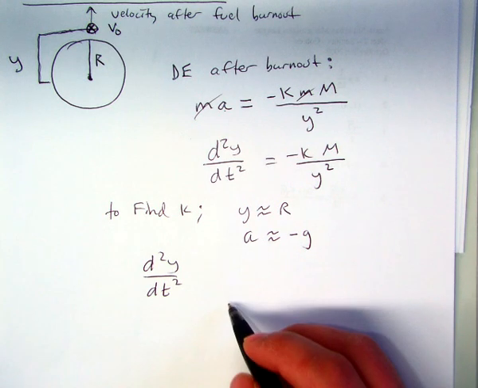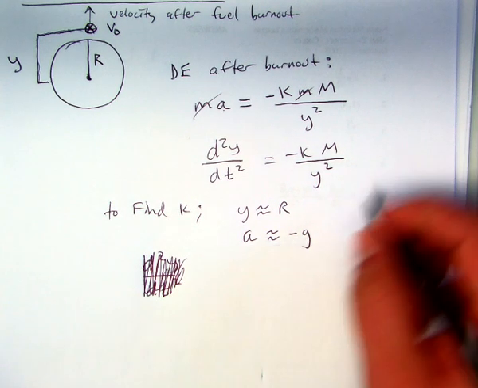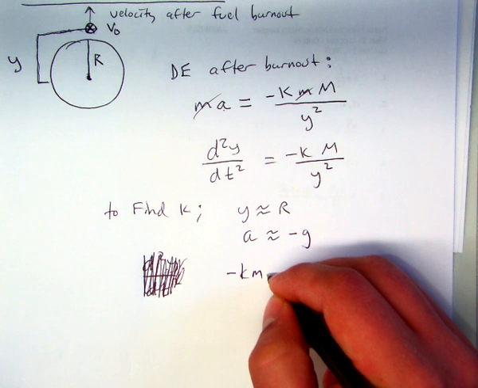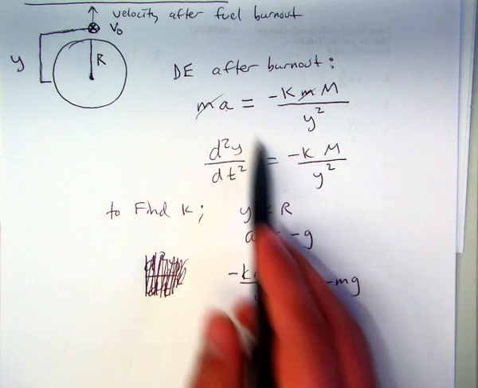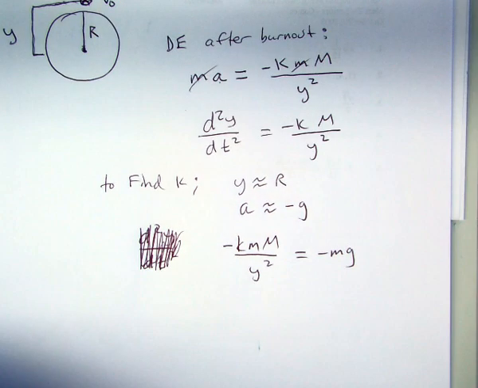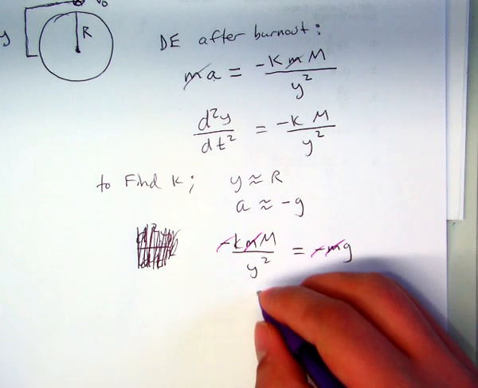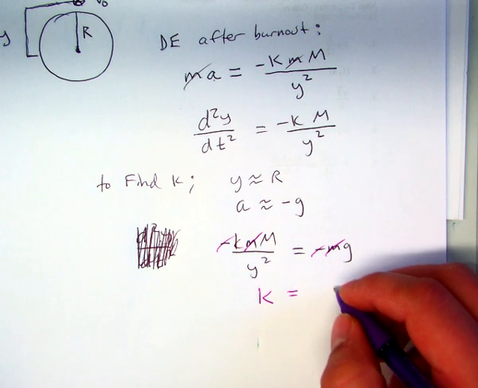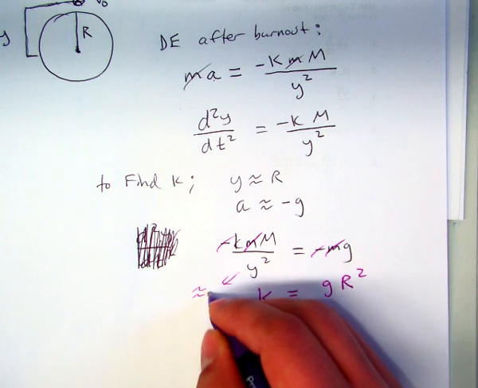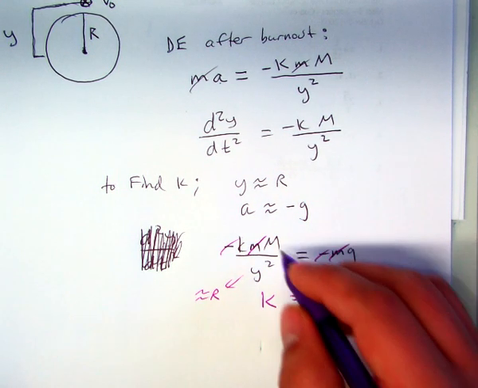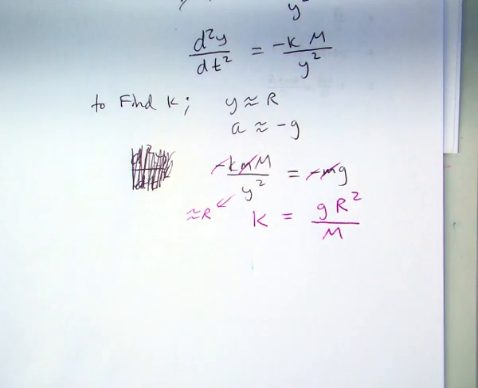Actually, hold on one second. Just getting ahead of myself. Going back to this model, minus k, little m, big M, over y squared, minus mg. So we're using the same model we did before to find the constant. Little m's cancel, negatives cancel, and we get that the constant is going to be g r squared, since y is approximately r, and then we're going to divide by big M, which is the mass of the Earth.